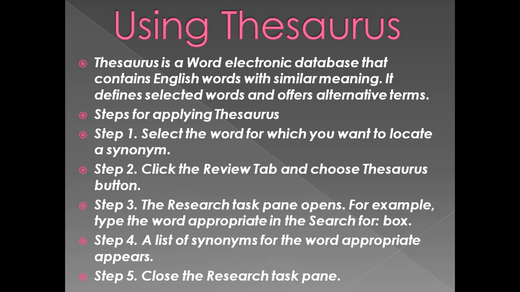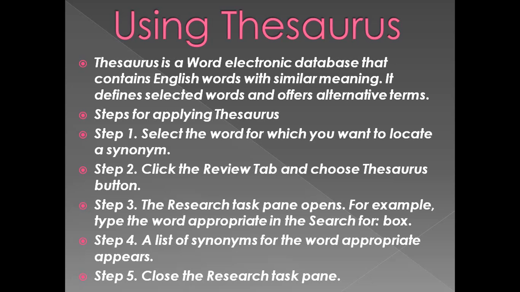Step 5. Close the Research task pane. If you want to know about similar words, similar meanings or synonyms of a word, then use the thesaurus feature. If you want to apply the thesaurus in a Word document, then firstly select the word. Then click on the Review tab and select the Thesaurus button. After that, a task pane will appear at the right side of the screen.